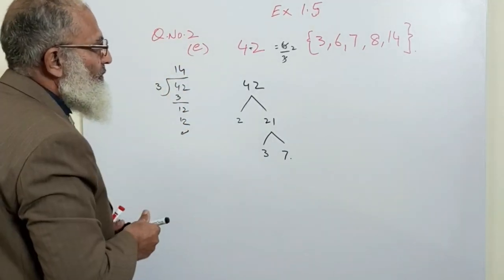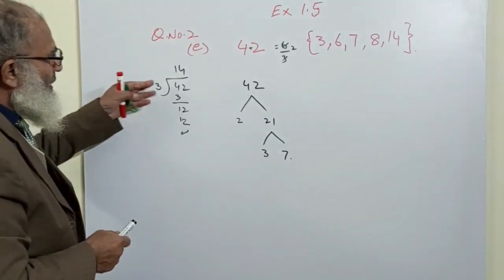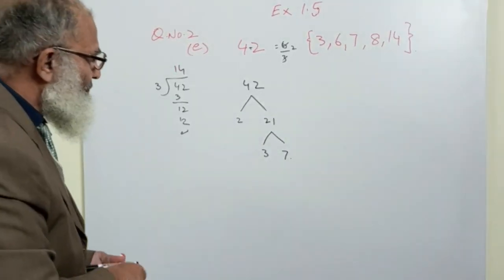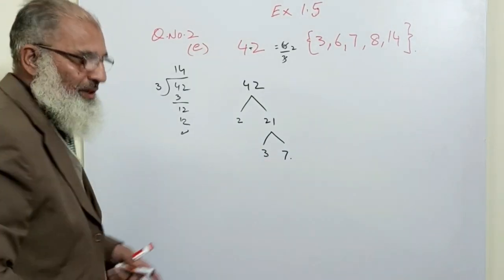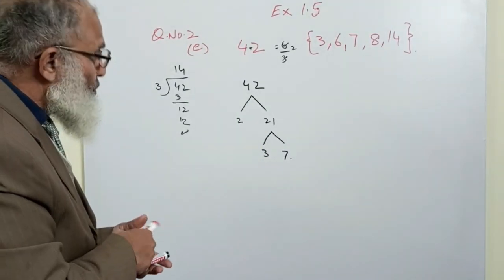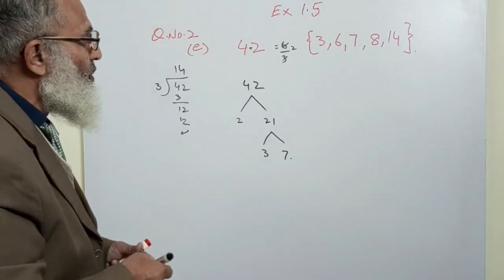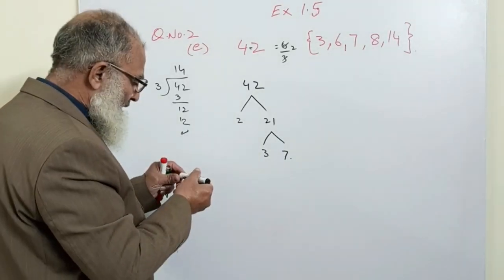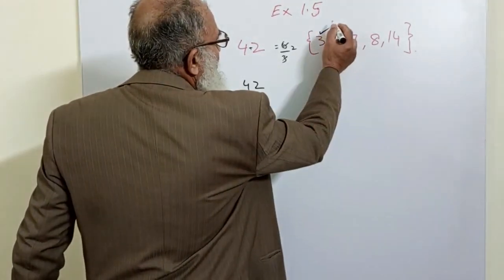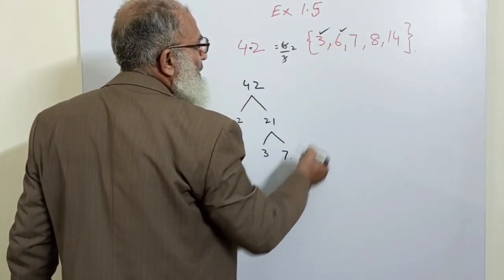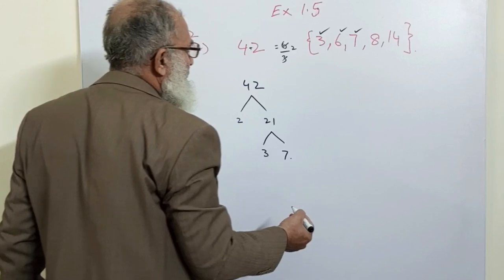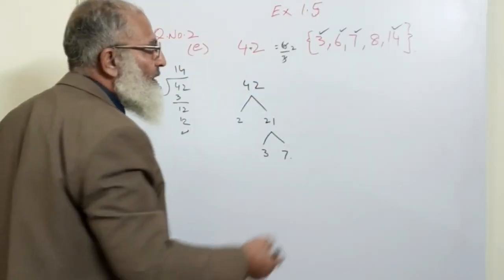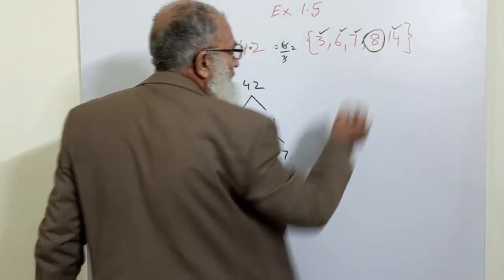So what we get is the last factor also, and that is 14, from this tree also. So what we strike out, what we rule out are the ones that are not factors. This is the factor, this is the factor, this is the factor, and which one is not the factor? 8 is not the factor here.